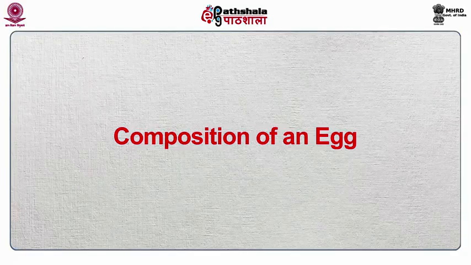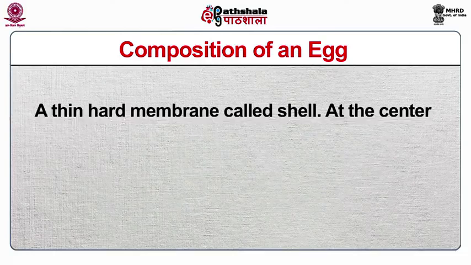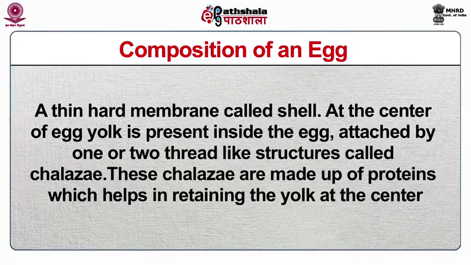Construction of an egg. Now let us talk about what an egg is made up of. The structure of an egg is just like an oval sphere that consists of two ends, one slightly round and the other sharp towards the end. An egg is coated by a thin hard membrane called shell. At the center of the egg, the yolk is present, attached by one or two thread-like structures called chalazae. These chalazae are made up of proteins which help in retaining the yolk at the center.